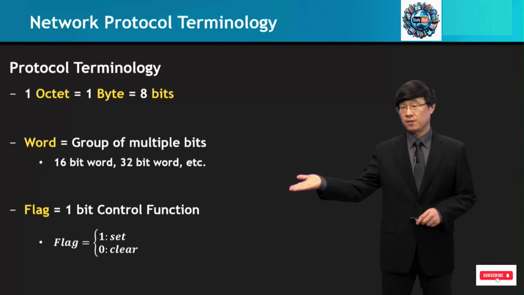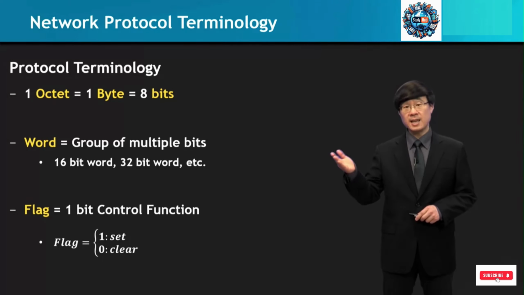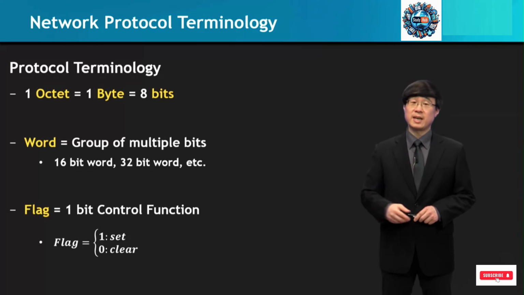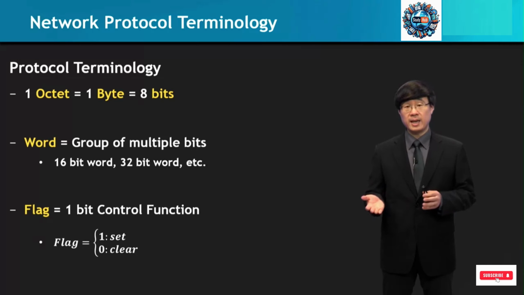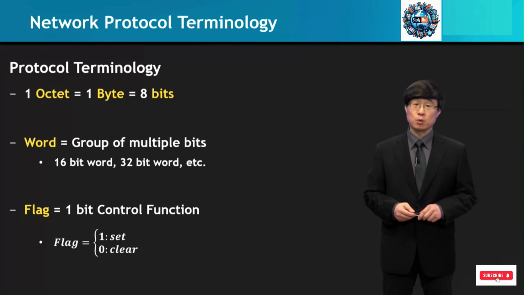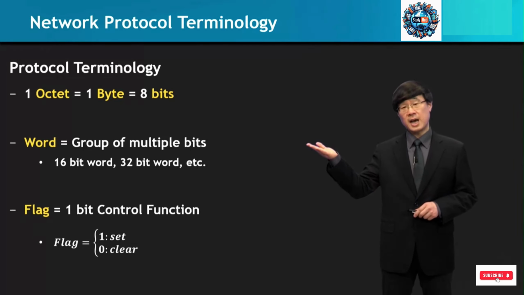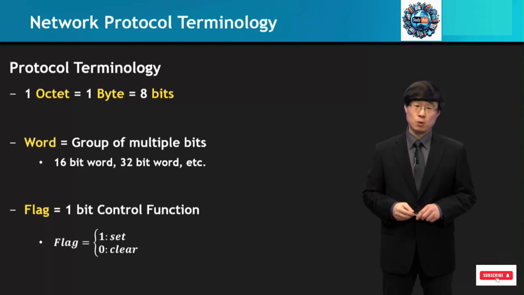In addition, a flag is a 1-bit control function. If this 1 bit is set to 1, we say that the flag is set. And if the flag is set to 0, then we say that the flag is clear. So a flag will be used as a control function within the protocol header. These are used in IPv4, but they're also used in IPv6, TCP, UDP, and other IETF protocols.